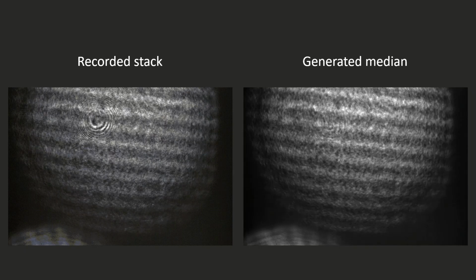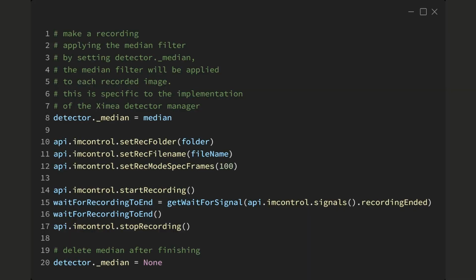So you can see on the left the recorded stack that we collected, and on the right the relative median filter generated by the calculation. Now we can apply this median filter that we created to the single recordings of the detector, and by doing so, the Ximia detector manager that I implemented has a local object that can be referenced as a median filter.